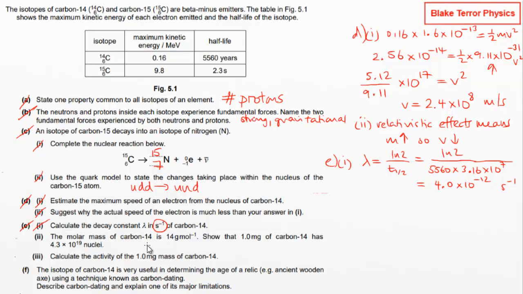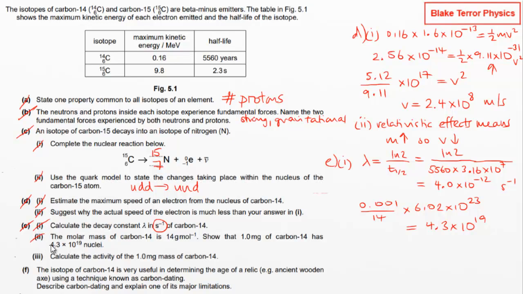The molar mass of carbon-14 is 14 grams per mole. Show that 1 milligram of carbon has that number of nuclei. Okay, so we've got 0.001 over 14 moles. We just need to multiply that by Avogadro, 6.02 times 10 to the 23. I can't be bothered to simplify anything on this, so I'm going to go to the calculator, because I'm going to have to do 60.2 over 14 at some point. 4.3 times 10 to the minus 19.